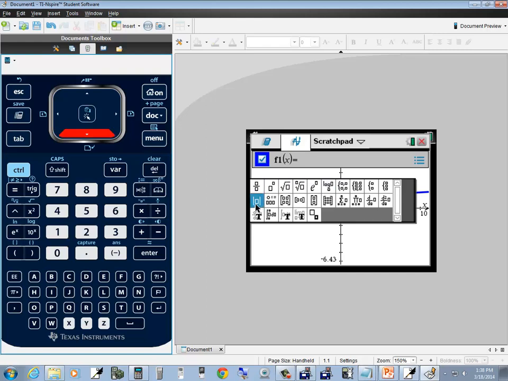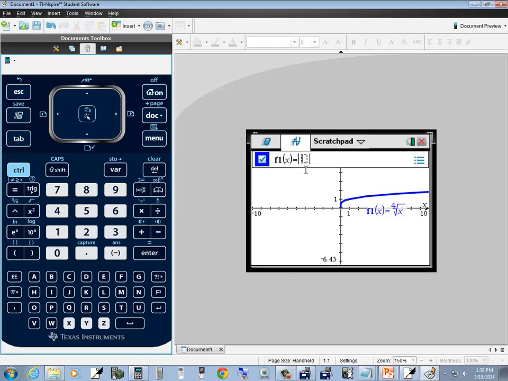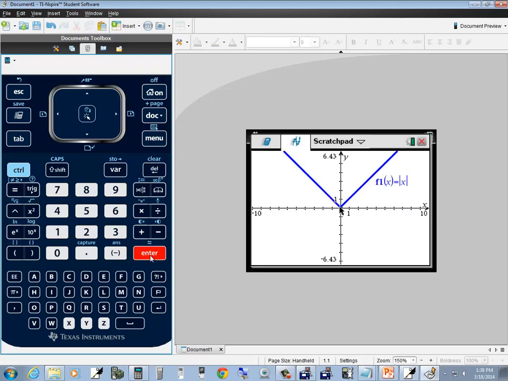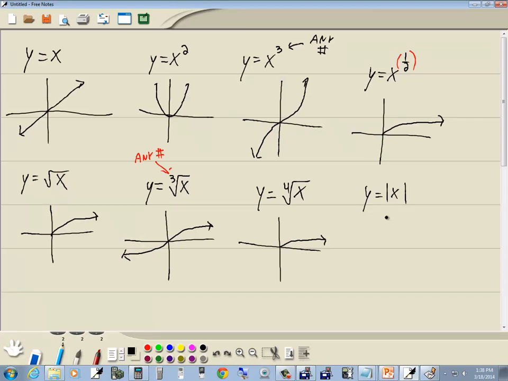So I want a left arrow and down arrow till it's highlighted, and then press enter, and you'll see the absolute value there. Then you put your X key in. To get it out of the absolute value, again press your right arrow key, and now I'm out of the absolute value, and press enter, and that'll give you your absolute value of x.